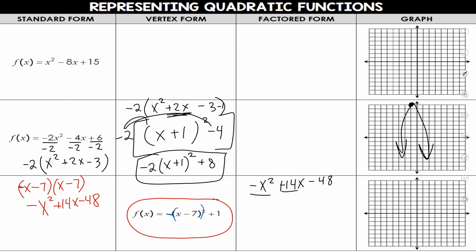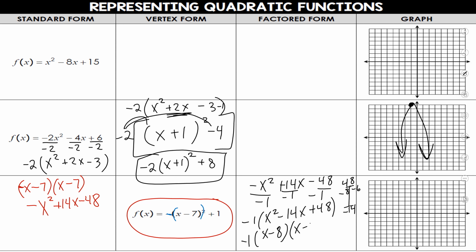All of these can be divided by a -1. So -1 is on the outside. I have x squared minus 14x plus 48. Now I'll go ahead and do my eye chart. I need two numbers that multiply to give me 48 and combine to give me -14. And those will be -8 and -6. So those are my two factors. -1 is on the outside, and then I have (x - 8) and then (x - 6).